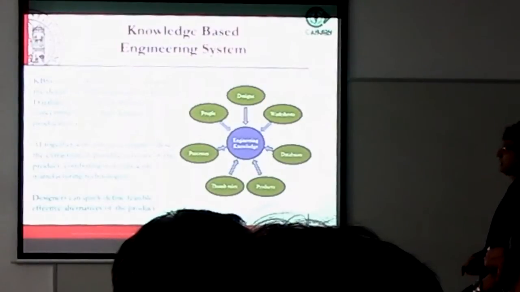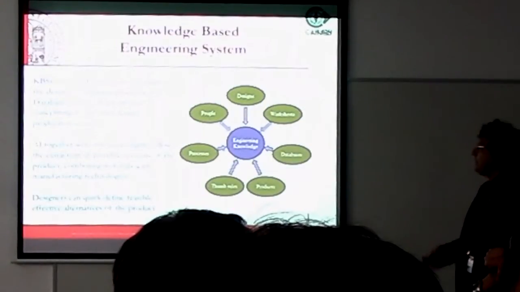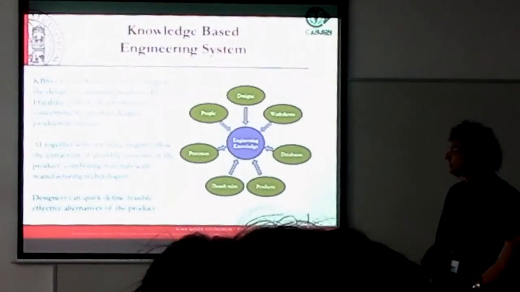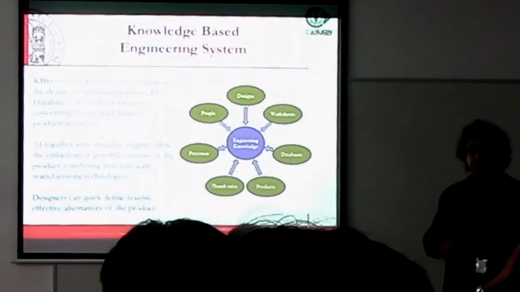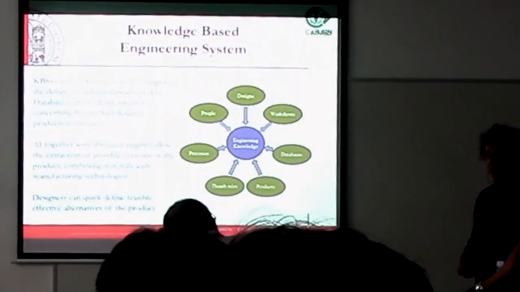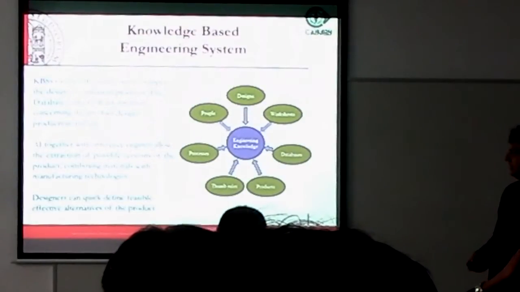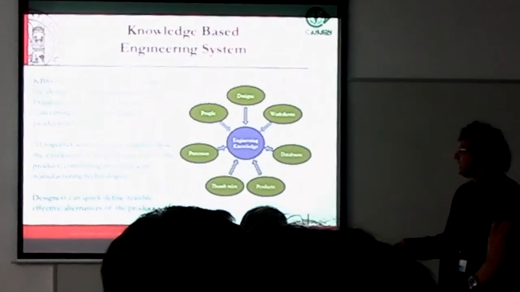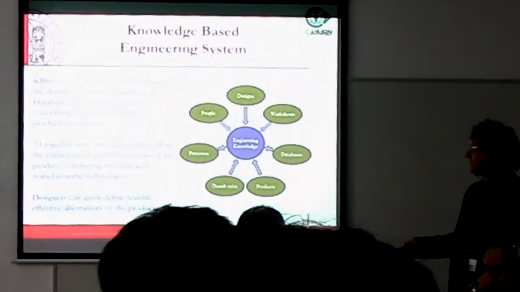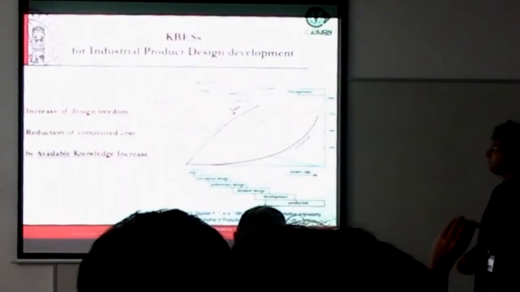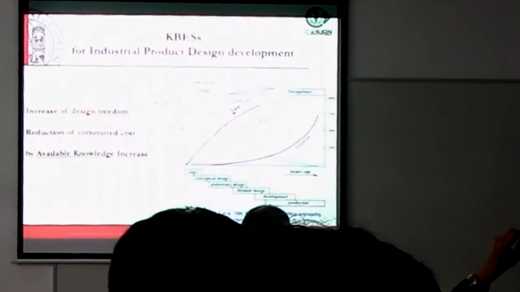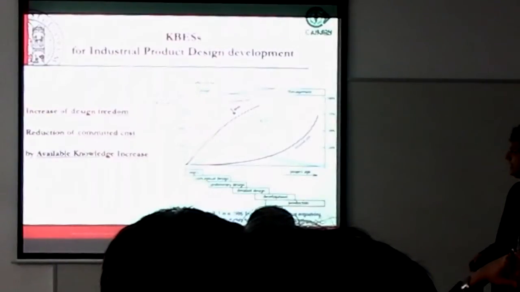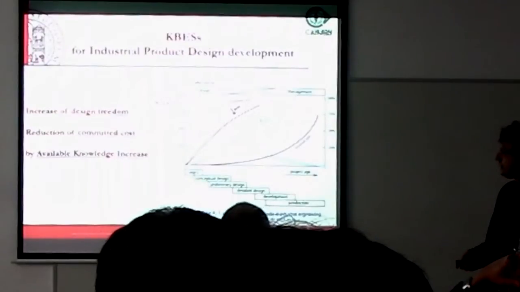Artificial intelligence, together with inference engines, allows the extraction of possible versions of the product, combining materials with manufacturing technology and optimization techniques. Different possibilities are available. But again, the designer can quickly define feasible, effective alternatives of the product. In this case, this is work presented in 1986. It's quite a famous one.